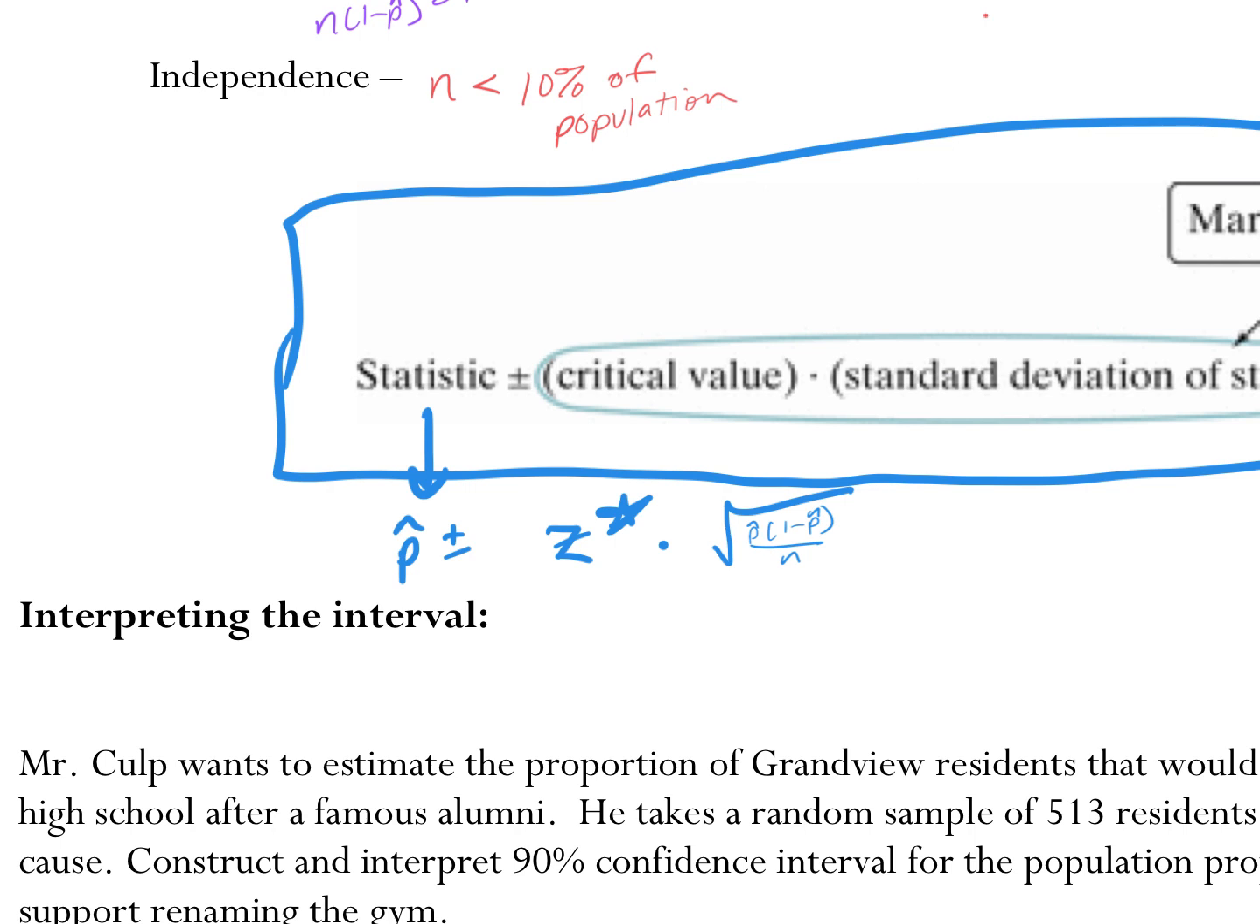All right. Lastly, the intervals have a very, very specific interpretation. You're always going to start with, we are blank % confident, depending on what our confidence level is.